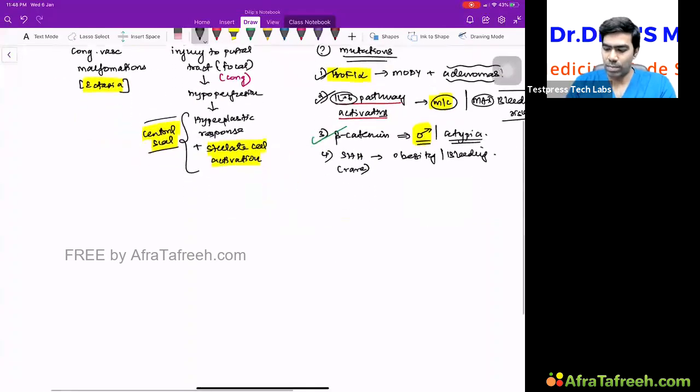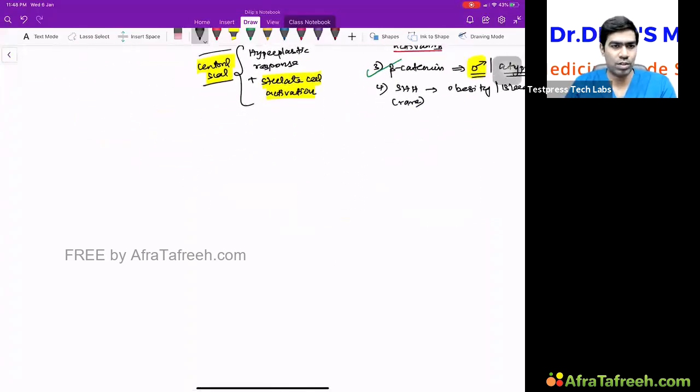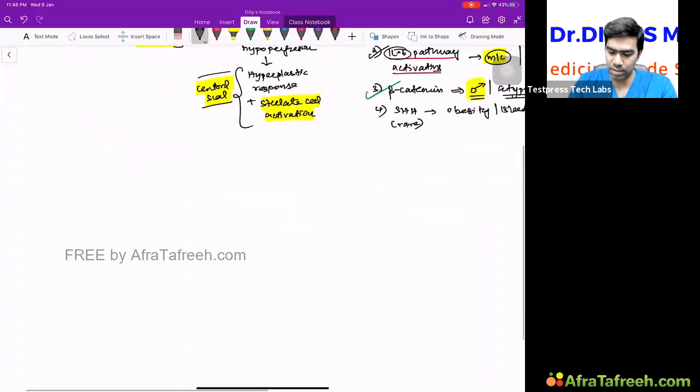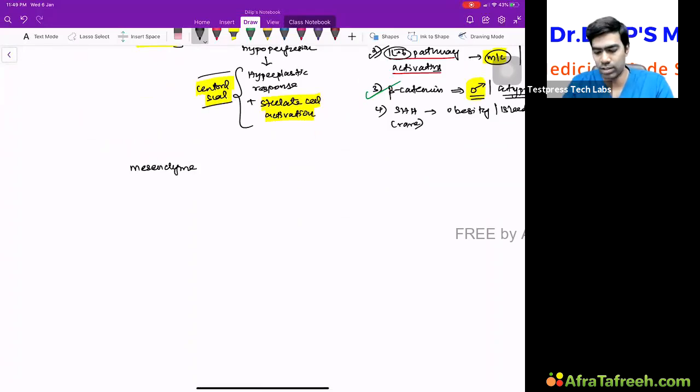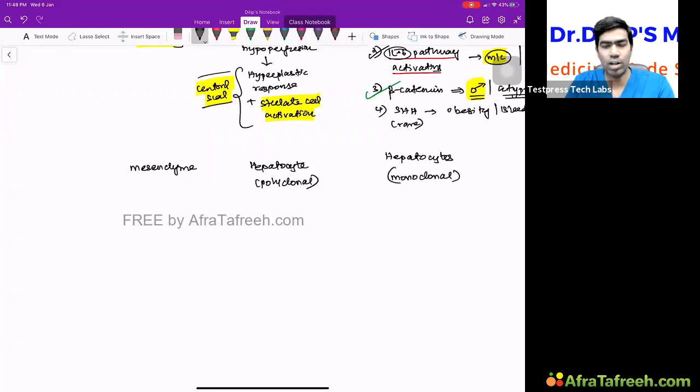Then, after we know the etiology and pathophysiology of hepatic adenomas, moving on to origin. Where is the origin? As far as hemangiomas are concerned, obviously they are from vasculature, from vessels, so that's why they originate from the mesenchyme. Whereas, of course, FNH is from hepatocytes, and hepatic adenomas are also coming from hepatocytes only. Remember, the hepatocytes in FNH will be polyclonal in nature, whereas the hepatocytes in hepatic adenoma will be monoclonal in nature.